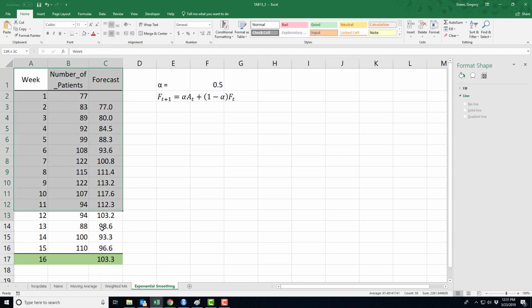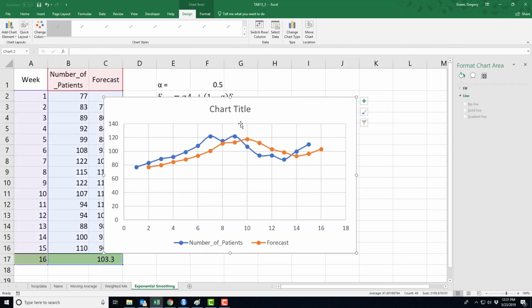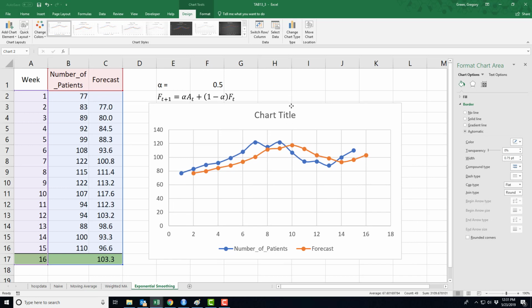Draw a picture, just like we have before. Insert the picture using the chart tool. Okay, well, notice what this picture looks like. Let's see, it's smoothed out, kind of like the MA3 process did. Could I make it so that it's not so smooth? And the answer is yes.